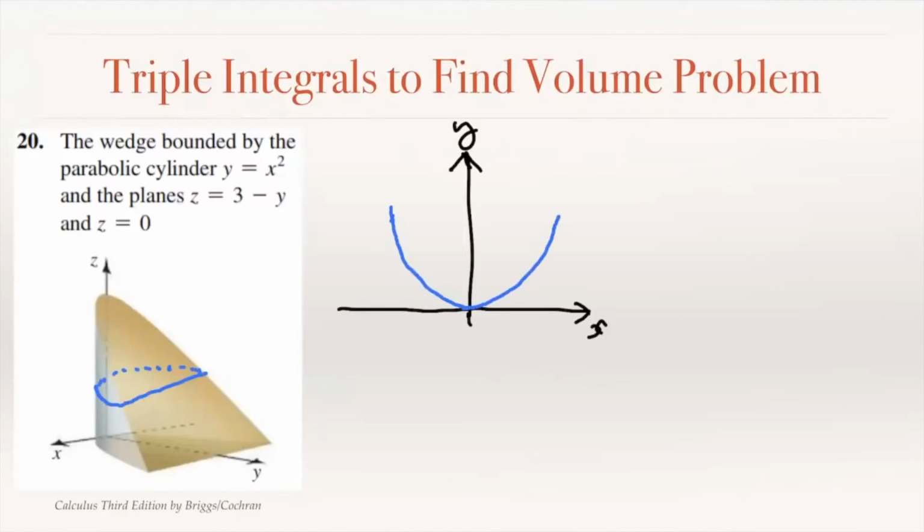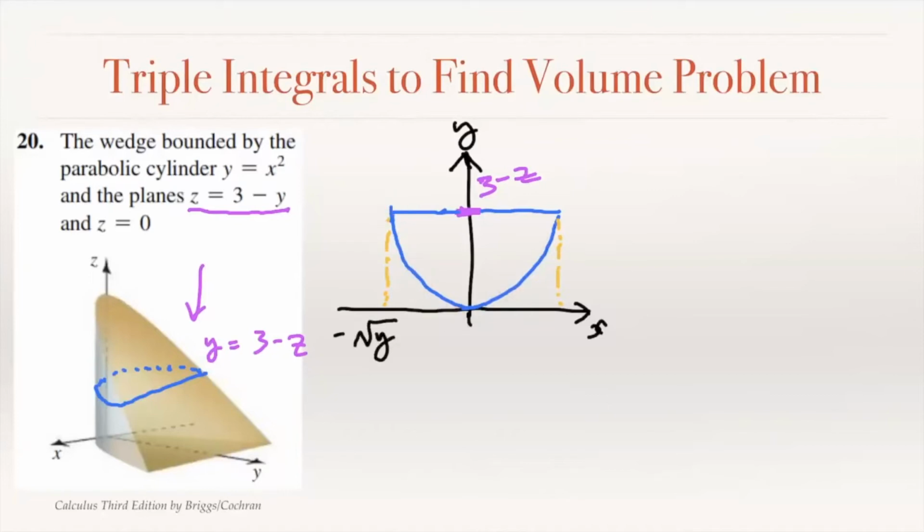And how far out along the y-axis do we go? Well, we're told that z is 3 minus y. That means that at a particular z value, y is 3 minus z. And then we will go from negative root y, just because this is the parabola y equals x squared, up to positive root y. And finally, z goes up to 3 right there, because z is 3 minus y. So when y is 0, we're at 3.